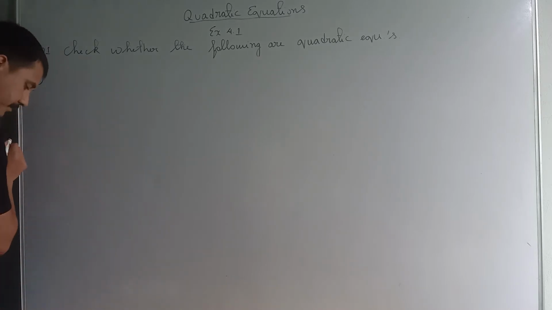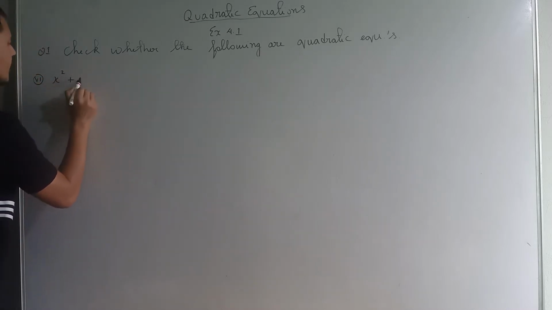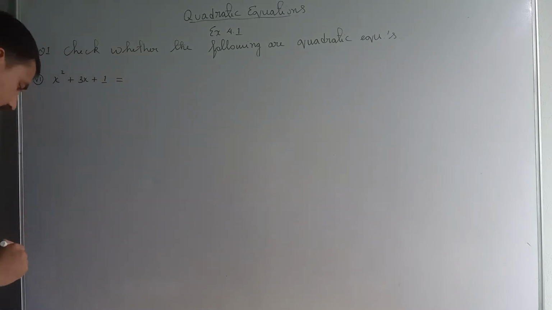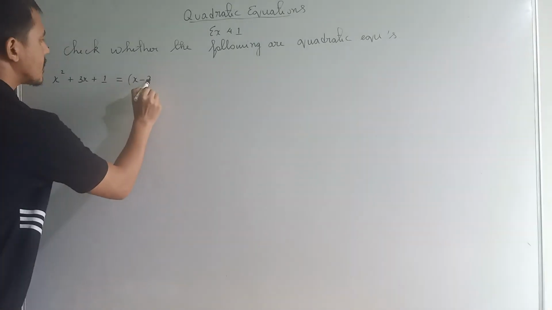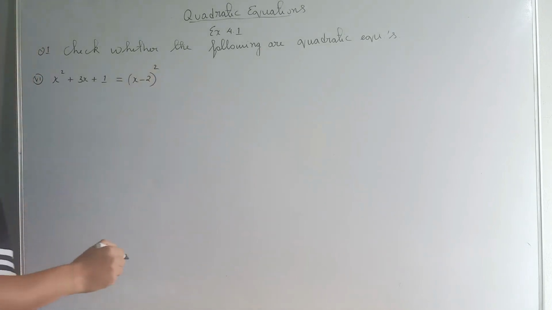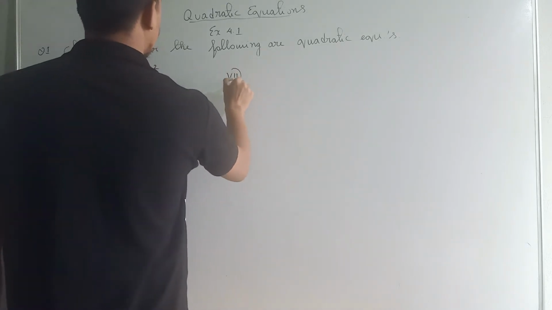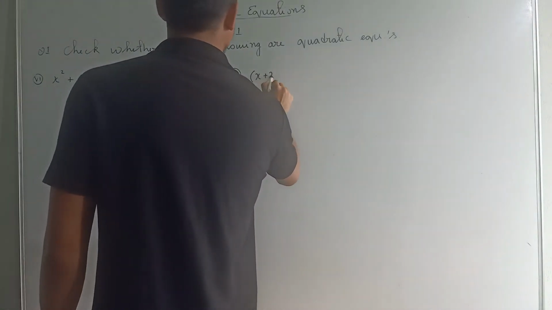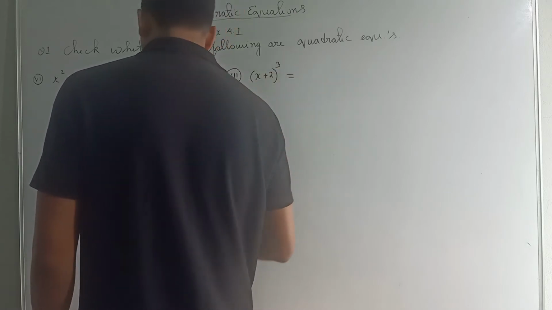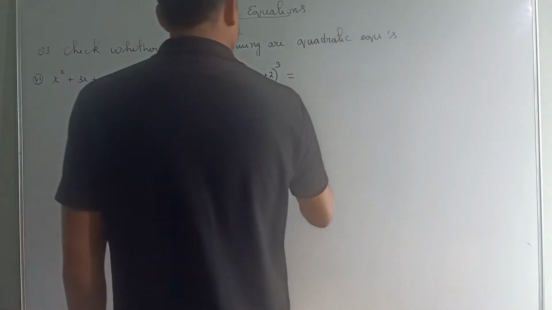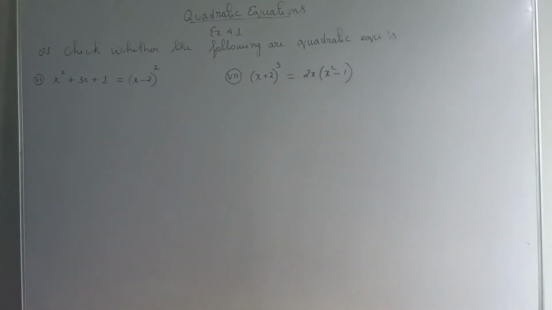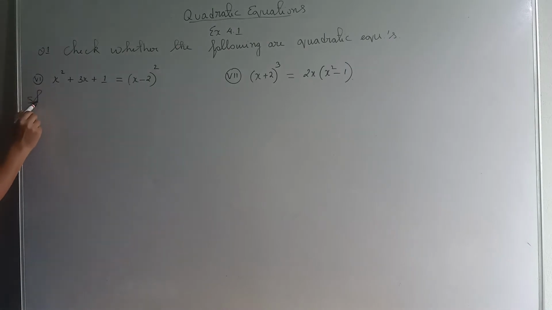Roman 6: x squared plus 3x plus 1 is equal to (x minus 2) holding square. And in Roman 7, we have (x plus 2) cube is equal to twice x of (x squared minus 1). So let us solve this Roman 6 and 7.